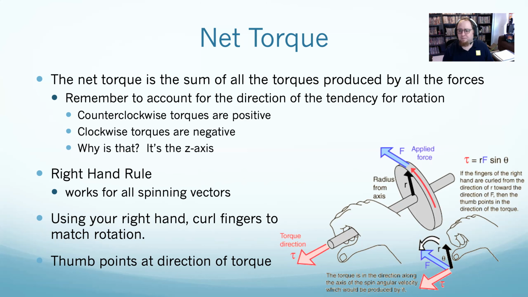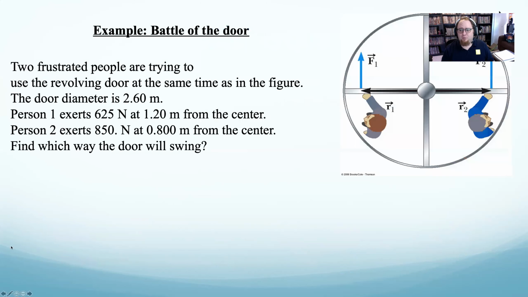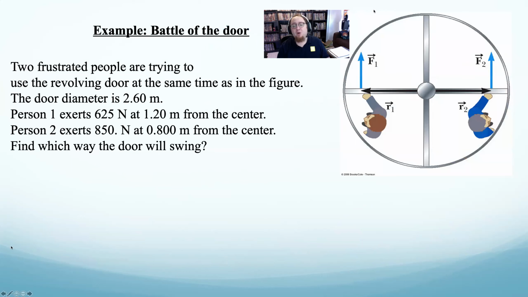So an example problem. Let's say we've got two people. One of them is really silly, but both of them want to go through a revolving door. Person one is pushing the door one way, and person two is pushing the door the other way, because apparently they've never seen how a revolving door works before. Let's say person one is pushing with 625 newtons at a distance of 1.2 meters from the center. Person two is pushing with 850 newtons. They're pushing a lot harder, but they're only 0.8 meters from the center. Which way would the door swing?